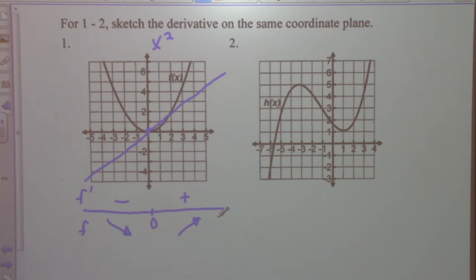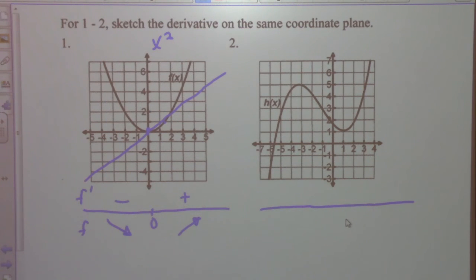Okay, so now you can do the same thing over here on 2. And where are the critical numbers going to be here? Gavin, what do you think? Where are the critical numbers going to be here for this one? What you're looking at is this thing right here.